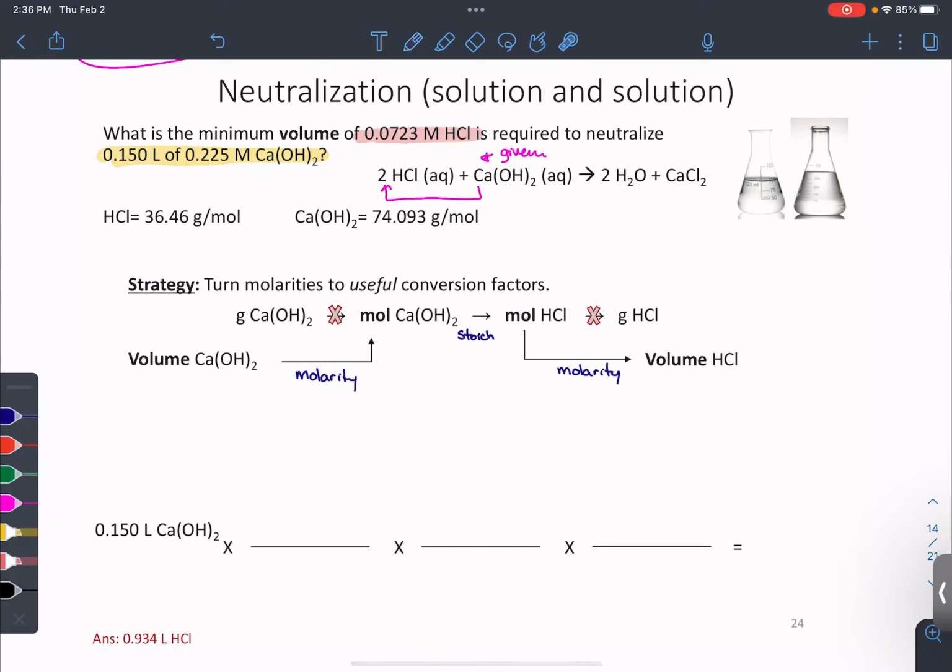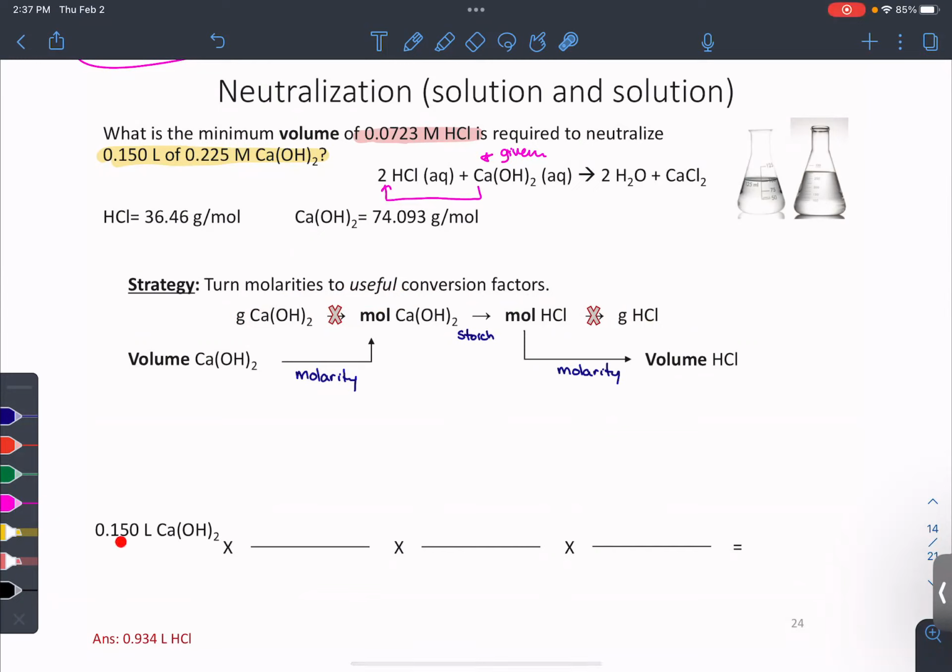So I'm going to use the molarity for calcium hydroxide with the volume of calcium hydroxide to get moles, then do stoichiometry, and then use molarity again to get to volume. So see how we detoured those gram amounts. We're not using molar masses here. I gave them to you, but you actually don't even need them because I gave you molarities and volumes.